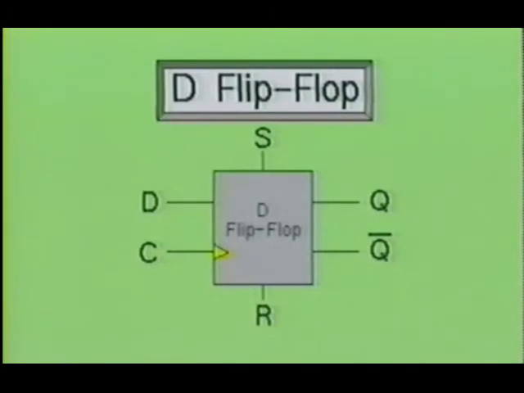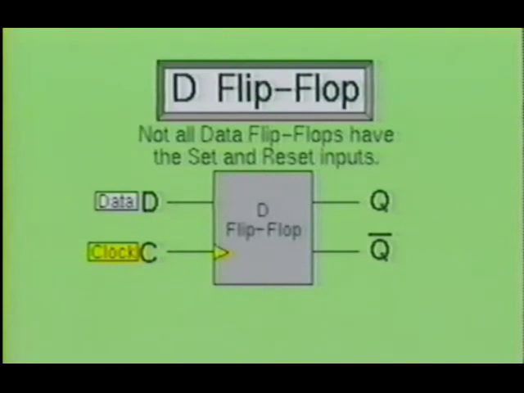Next, we will examine the D flip-flop. The D stands for data. If you will look closely, you will see this flip-flop has 2 additional inputs. One is labeled D, and the other is labeled C. D is for data input, and C is for clock input. You will find, however, that some D flip-flops will not have the set and reset inputs. They were mentioned so you know they are available.